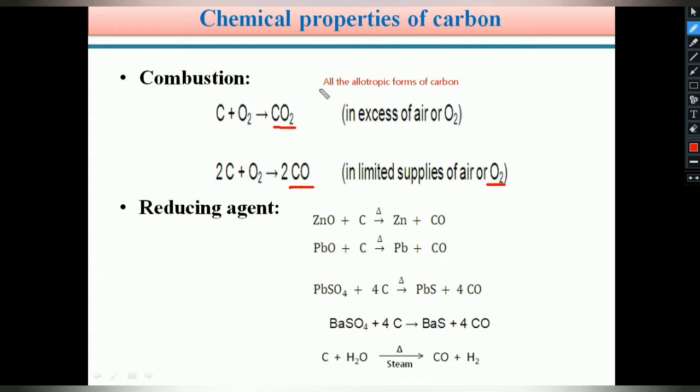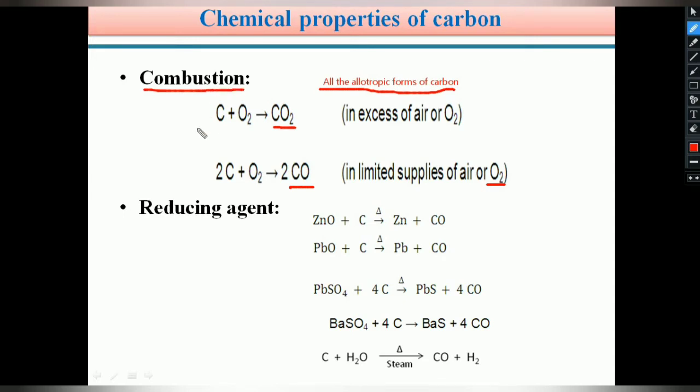All the allotropic forms of carbon participate in the combustion reaction. In the previous video module we learned the allotropes of carbon. Diamond is an allotrope of carbon. Graphene is an allotrope of carbon. Coal is an allotrope of carbon. Coke, which is the amorphous type, the crystalline form, and also fullerene. All of these allotropic forms of carbon participate in this combustion reaction.